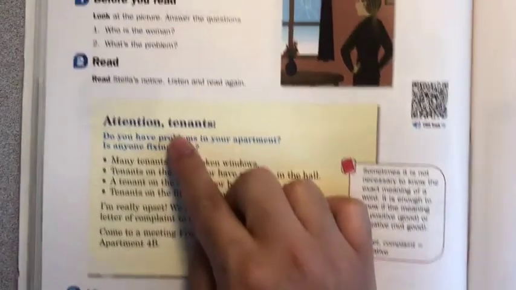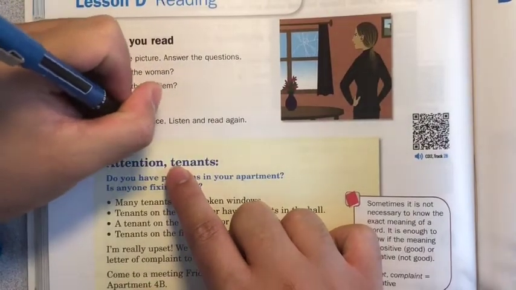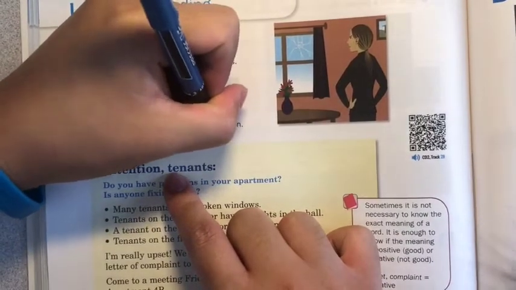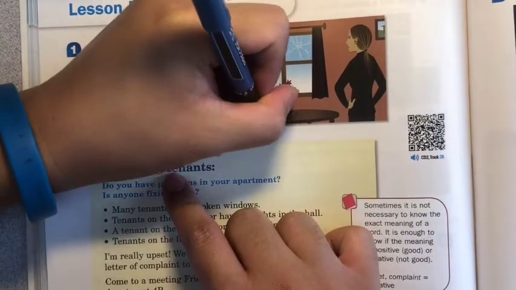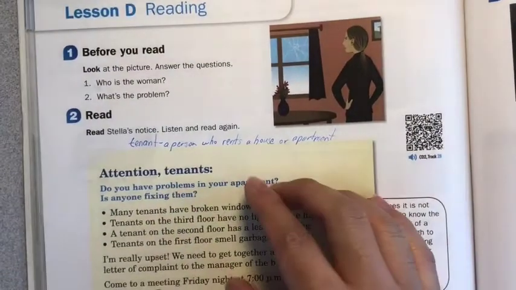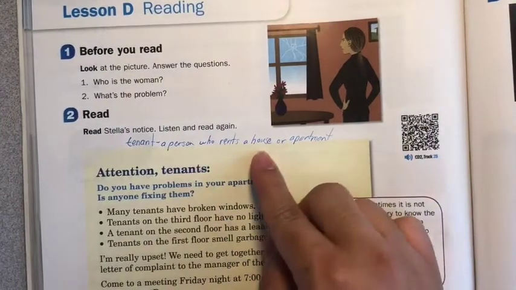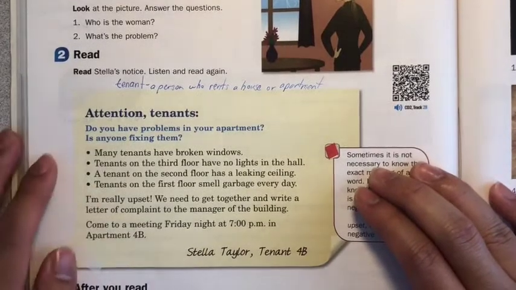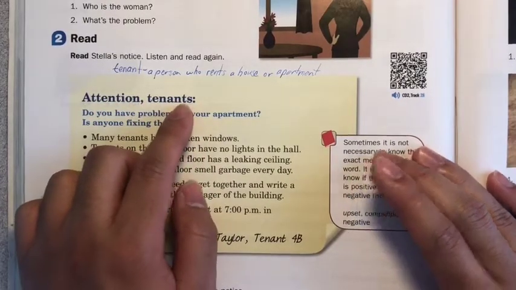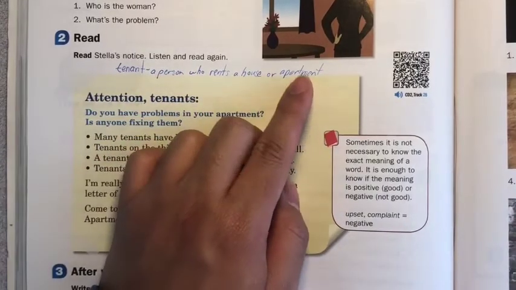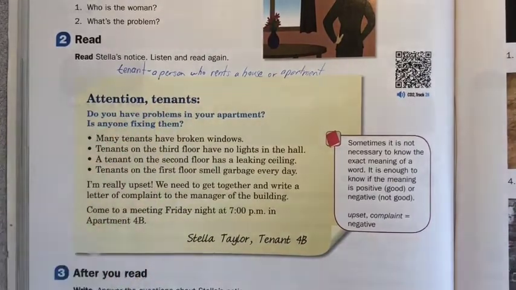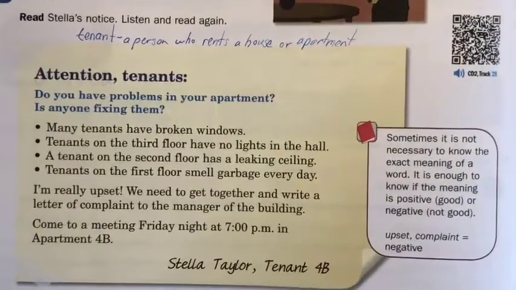Okay, so the word tenant. A tenant is a person who rents a house or apartment. So a tenant is somebody who is renting a house or an apartment. They're paying money to live there. So attention tenants. Here, this means she's talking to all of the tenants in her area. So if she lives in an apartment complex, she wants everyone who is renting at the apartment complex to read this. So she says, attention tenants.